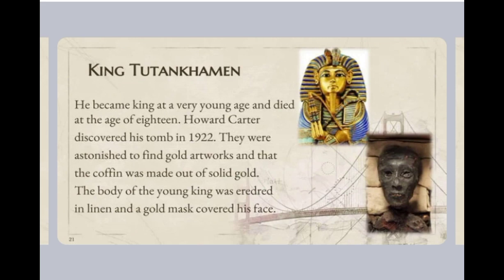So King Tutankhamun is one of the youngest rulers who passed away. And the reason behind that, based on scientists, is illness. And his tomb was discovered by Howard Carter in 1922.